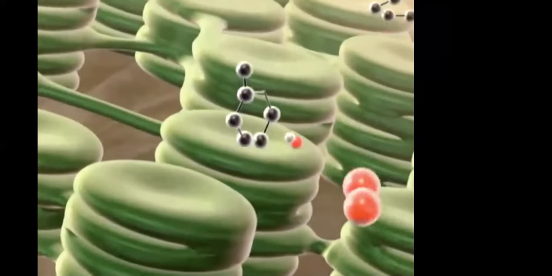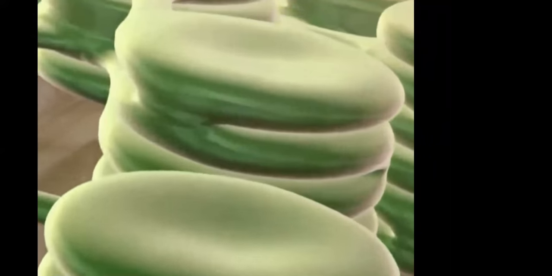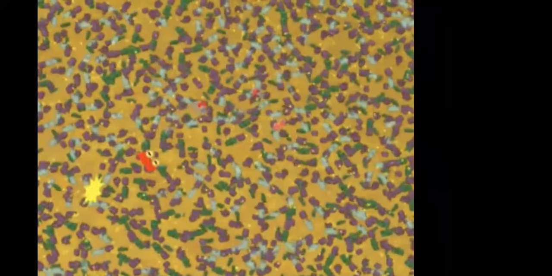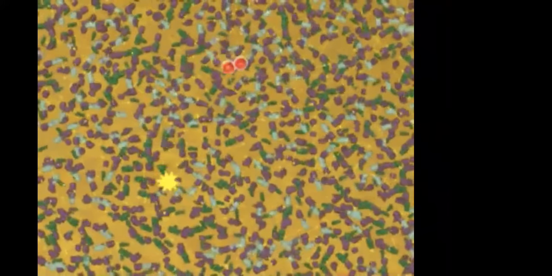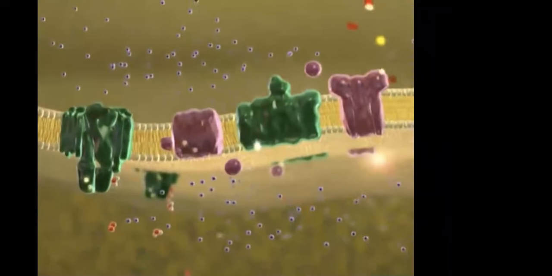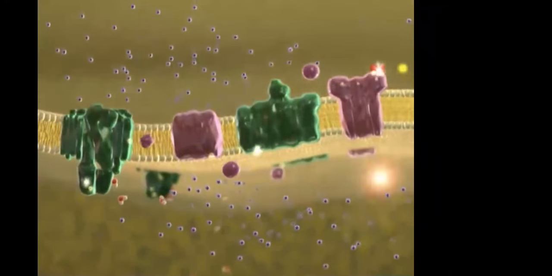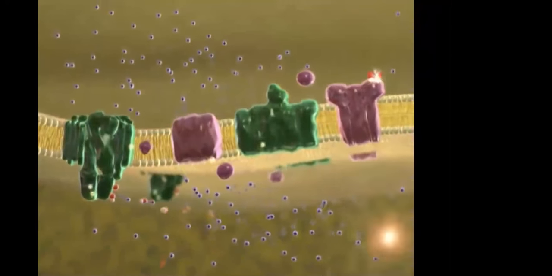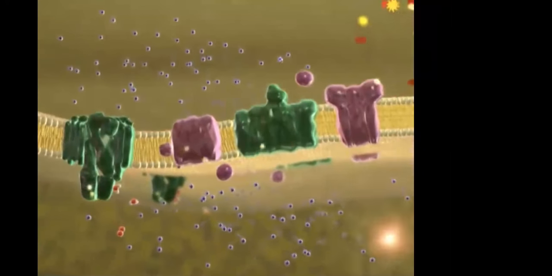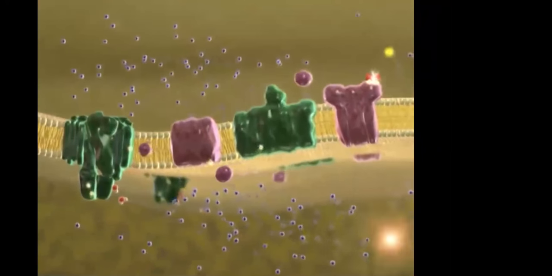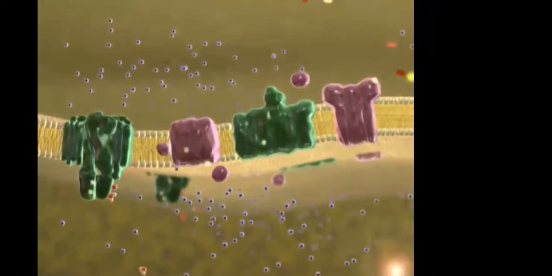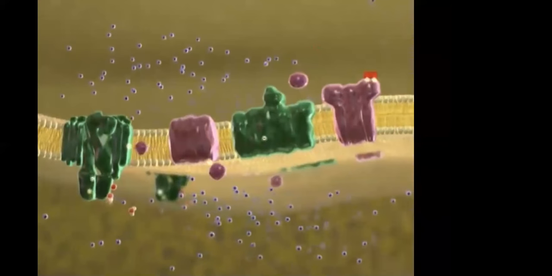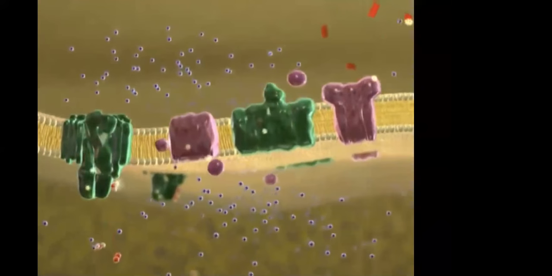Zooming into a chloroplast, we see these flattened membranous sacs called thylakoids. Here, light energy is converted to chemical energy in the first phase of photosynthesis, the light reactions. The two green structures you see here are photosystems, large complexes of proteins and chlorophyll that capture light energy. An electron transport chain connects the two photosystems. Notice the small mobile electron carriers that shuttle electrons from one large complex to another.